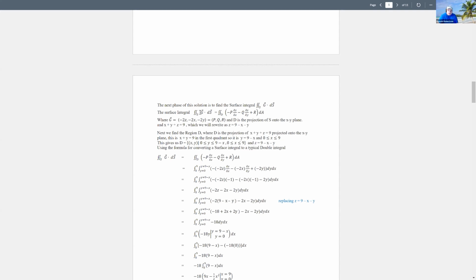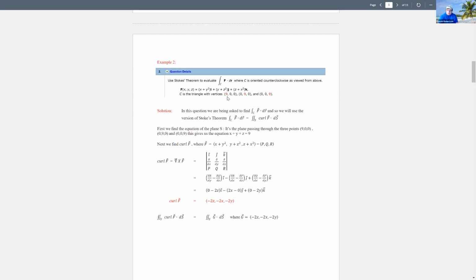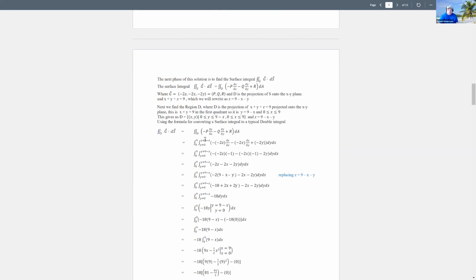And how do you get D? You imagine the surface being projected onto the floor to give you the two-dimensional area on the floor, which we call D. So if you took, in this case, this triangle, and you imagine this triangle being projected onto the floor, you would end up with a little triangle that looks something like this. I didn't draw the picture, but if you imagine it, it'd be a little right-angled triangle with a diagonal line going down the way. So that's the region D. So that's where these limits came from. You then basically plug and chug.